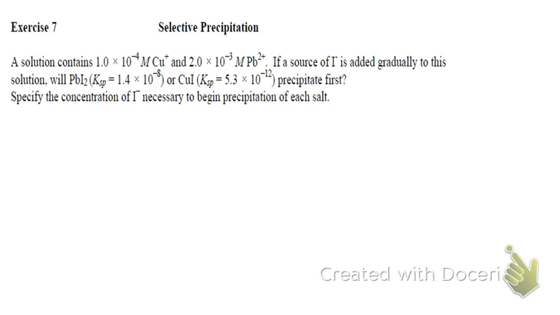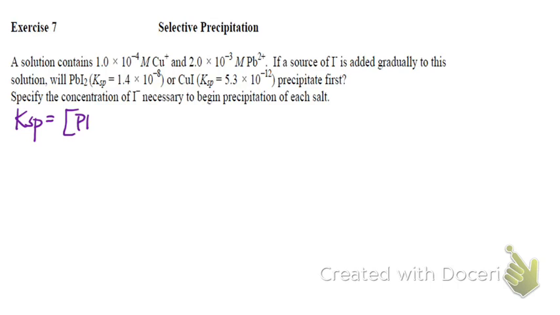Okay? Now, remember I told you last week, if you've got KSP values and they have the same number of ions, you can just look at their KSP values and say this one would precipitate first because it has the smallest KSP value. But these do not have the same number of ions, so you cannot do that. So we have to do calculations. Okay? All right. So first thing we want to do is write the KSP for each one.